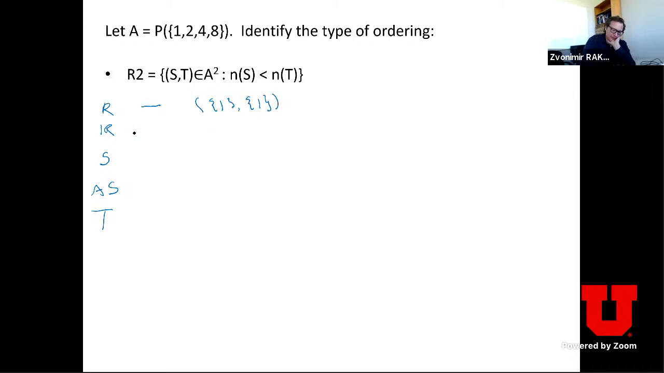Right, so it's irreflexive. You will never have a loop around yourself. Then is it symmetric? So if AB is in R, is it true that BA is also in R? That's not the case, because if the left set is less than the right set, if you flip them, then this is not going to hold.